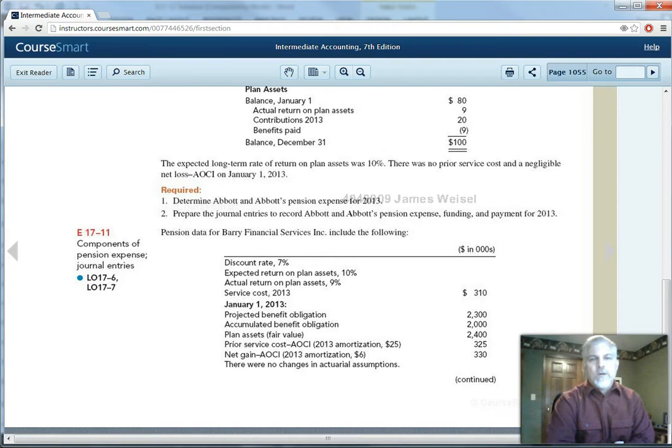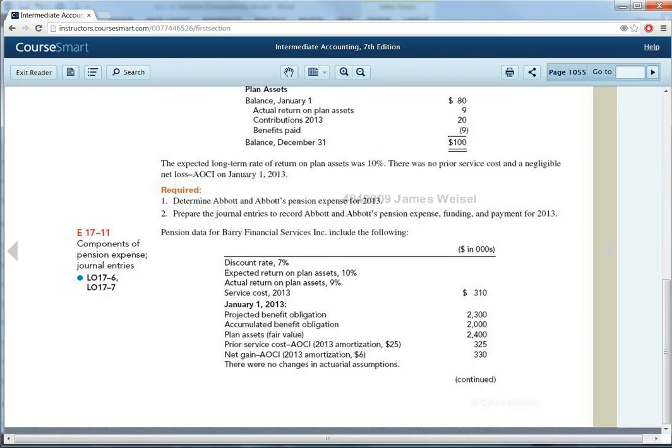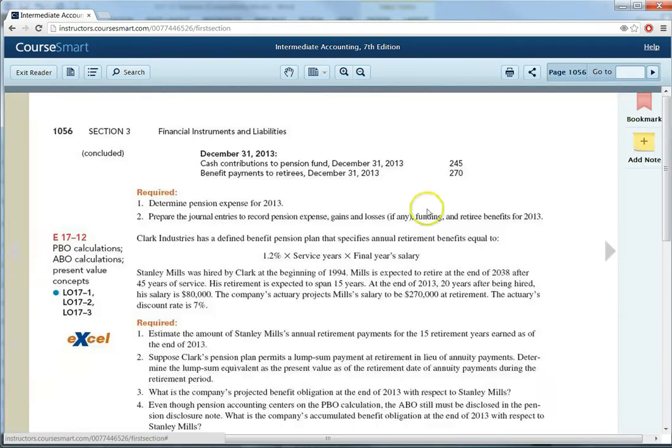In this video, I'm going to demonstrate the solution for one of the exercises in the Spiceland textbook. That is exercise 17-11, Berry Financial Services. In Berry Financial Services, exercise 17-11, all of the relevant data is listed here. It does continue on to the next page, where we are told about our cash contributions to the pension fund and the benefits that have been paid to retirees.